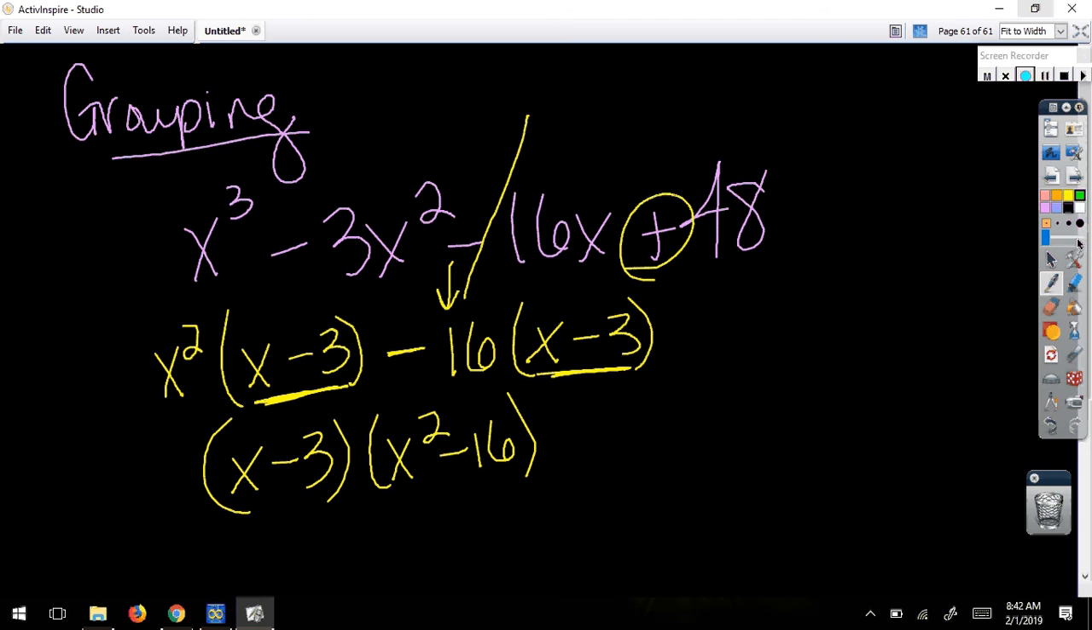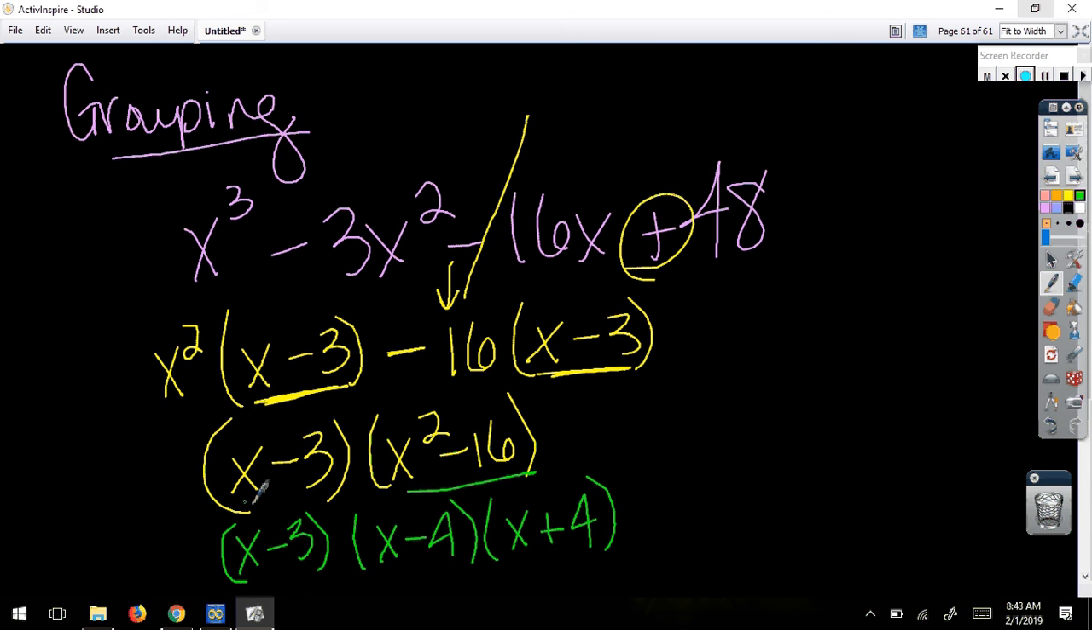X minus 3 I can't break down any farther, so I leave that. But the x squared minus 16 is x minus 4, x plus 4. Now it's factored completely. Good job, y'all. I'm so proud. If you see 4 pieces, that clues you in that it's probably going to be a grouping problem.